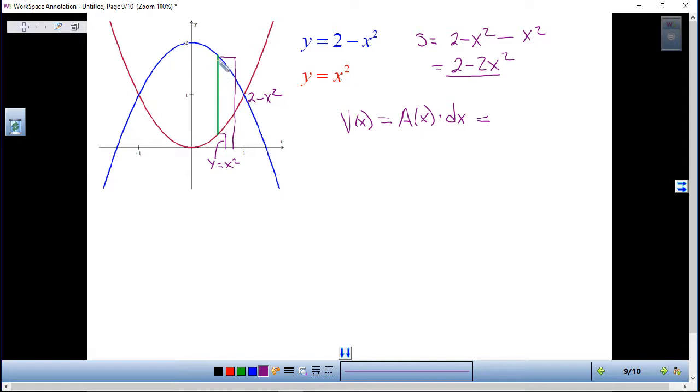Well, what is the side? The side is the green line. What did we just find? We found that s is this thing. So this is s squared dx. And we can go even further and express that area in terms of x by saying it's 2 minus 2x squared, quantity squared, times dx. So that's the volume of one slice. So how do we find the volume of the whole thing? Well, let's move over here because this is going to be a little bit of work. So actual volume is going to be the integral from the intersection point here to the intersection point there.